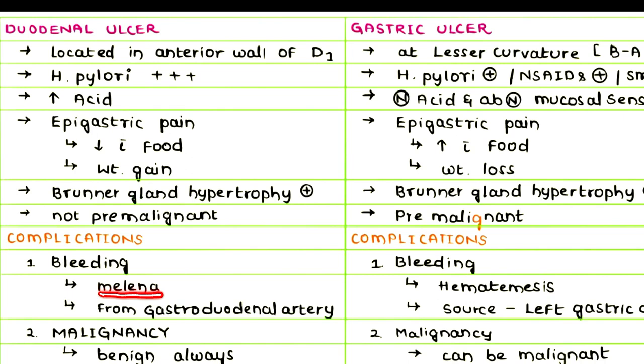But why will there be melena? What is melena? Black tarry stool is melena, and it is because of blood present in our stool. Now why is this happening? It is happening because of the bleeding from the gastroduodenal artery, which is present posteriorly.